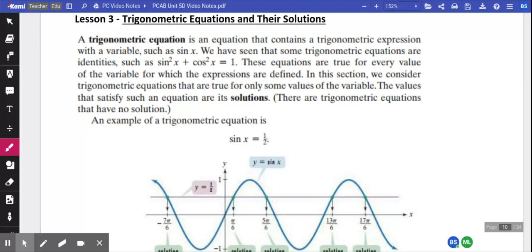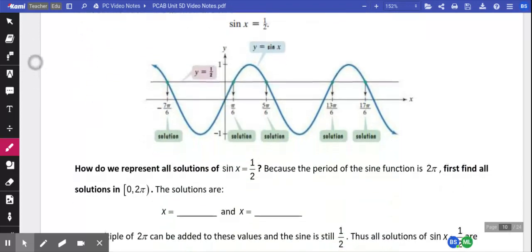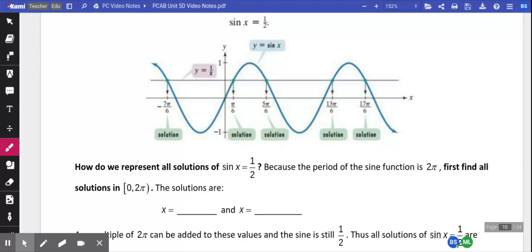I will not be drawing them too often. I'll draw them a few times just as a reminder, but we're definitely going to need to know that practice with us. So here's an example. To solve this trig equation, sine of x is equal to 1/2, we're solving for the value of x such that the sine of that value is equal to 1/2.